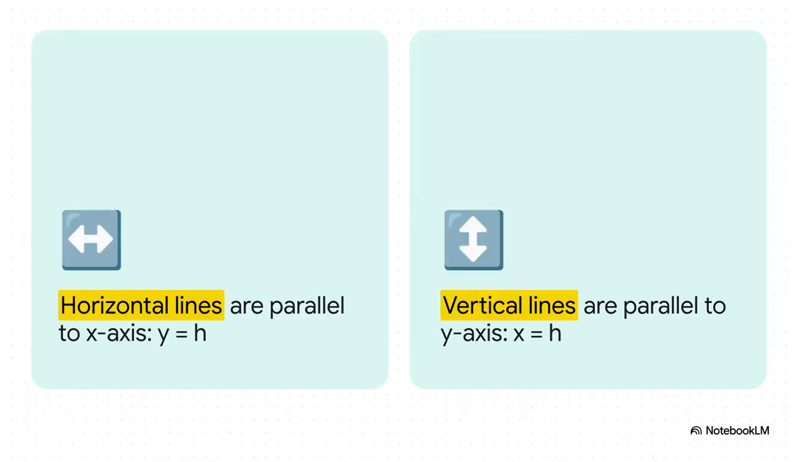Now, what about the special cases? What if a line has no slope at all? Or it goes straight up and down? Well, perfectly flat, horizontal lines that run parallel to the x-axis are wonderfully simple. They're just written as y equals a specific number, which we'll call h here. Conversely, perfectly vertical lines running parallel to the y-axis are simply written as x equals a specific number. No complicated gradients to worry about with these ones at all.